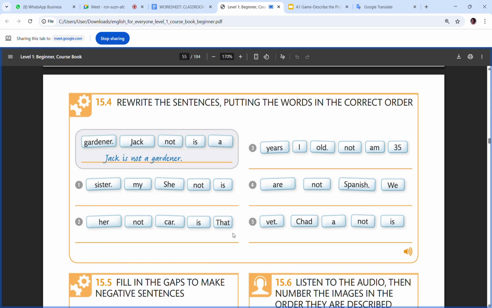How do we correct sentence number 2? How do we correct this one? That is not your car. Yeah, that is not her car, right? Very good. Number 3. I'm not 35 years old. Very good. Number 4.